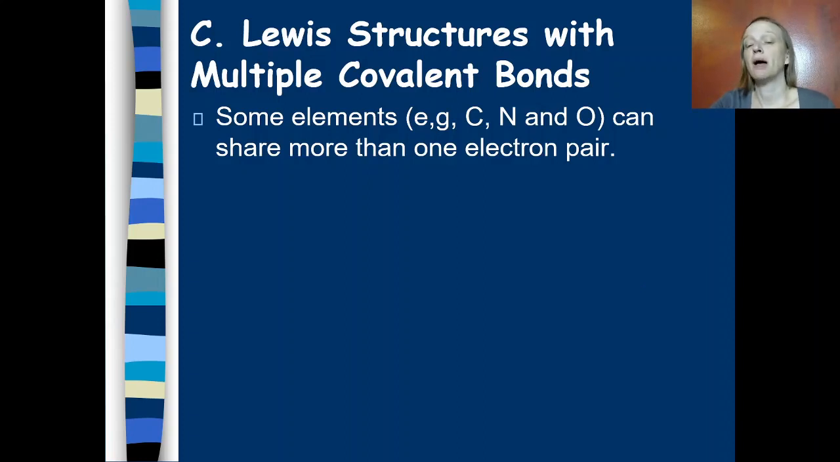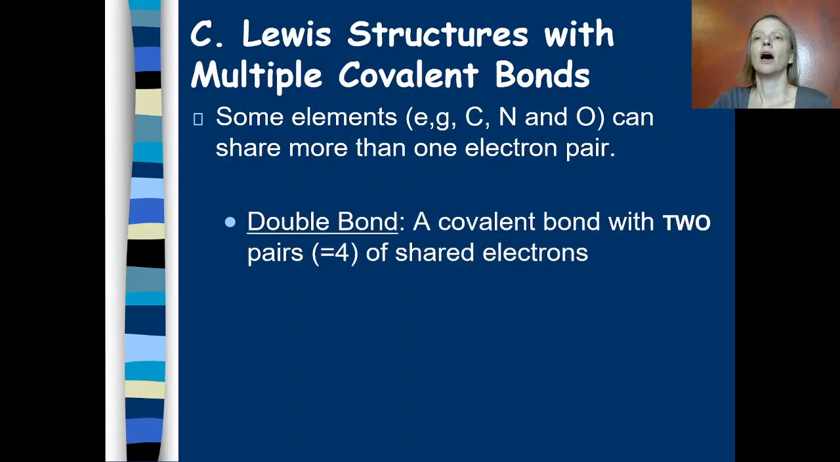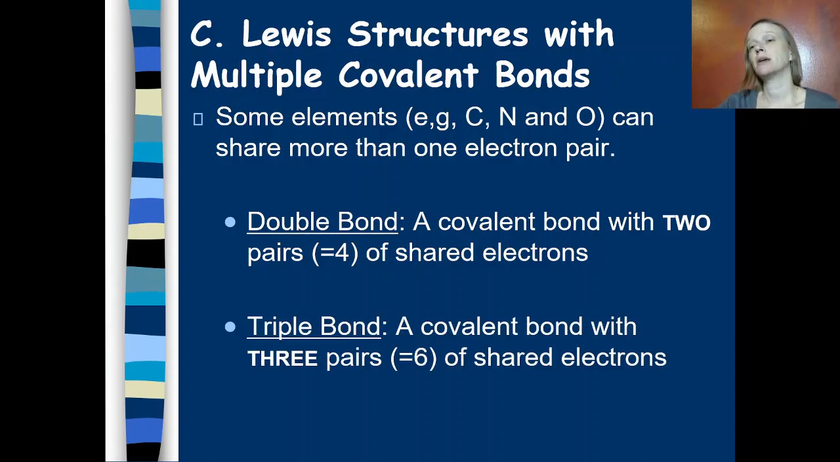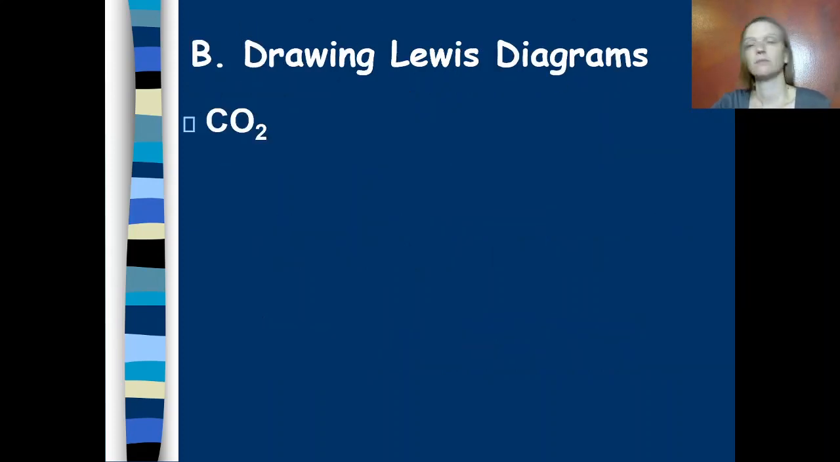So what do we do about multiple bonds? I did mention when I gave you the 5-step process that we might need to form double or triple bonds. A double bond is a covalent bond with 2 pairs of shared electrons. So that's 4 shared electrons total. And a triple bond is a covalent bond with 3 pairs of shared electrons, 6 electrons shared total.